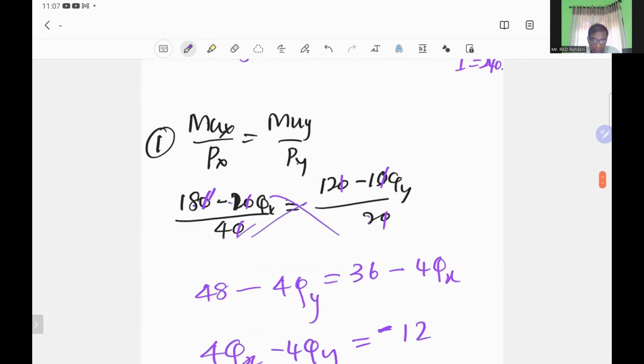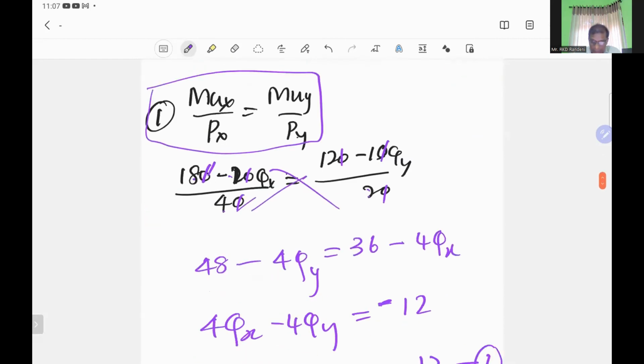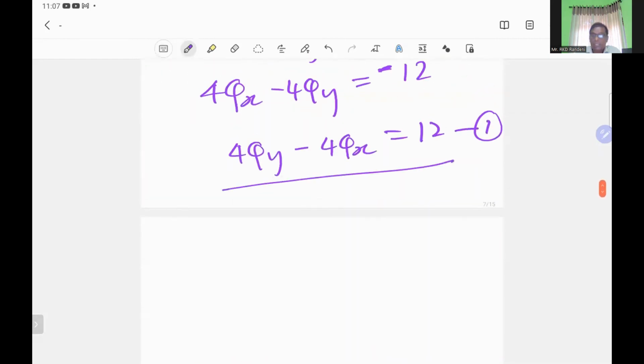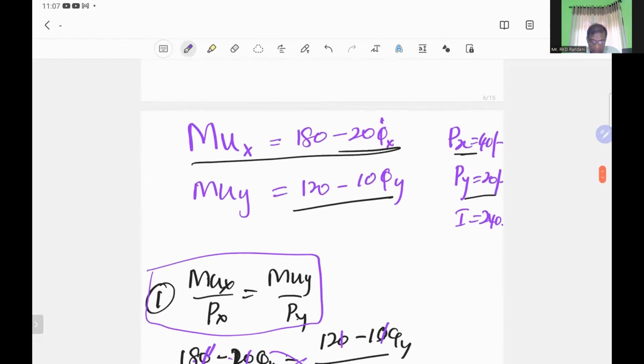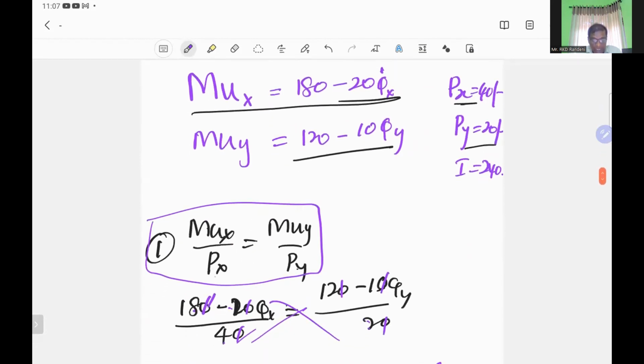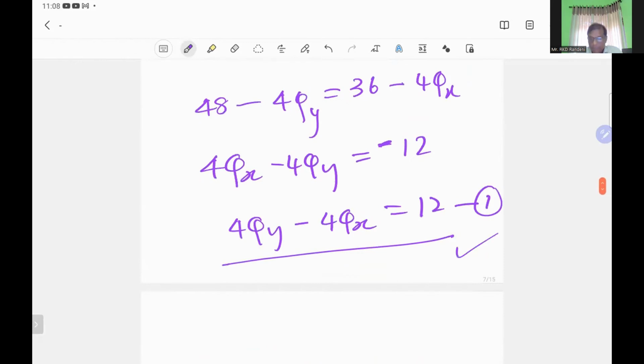Equation 1. According to the first condition, this is the first condition, you can write this equation. Can you realize? Right. Now MUx divided by Px. MUx is given, then 180 minus 20 qx, that price of x, right here, divided by 40. Then 120, that is MUy, here 120 minus 10 qy, divided by 20, right? According to the mathematical knowledge, you can simplify, then finally you can get this equation, right?